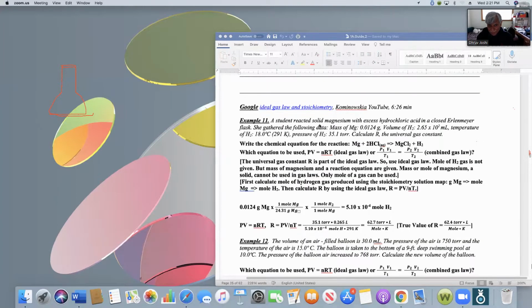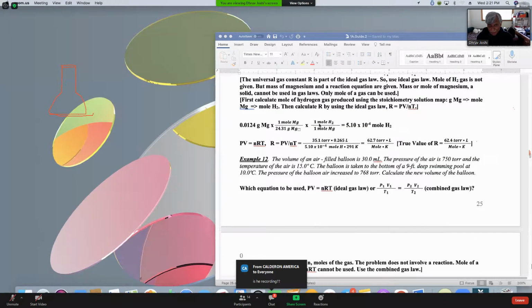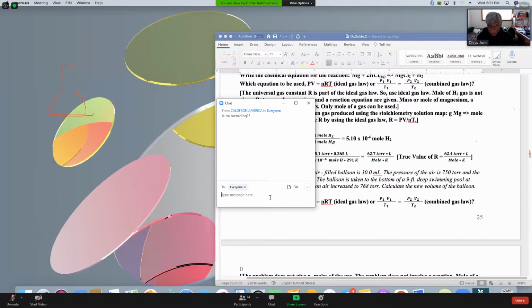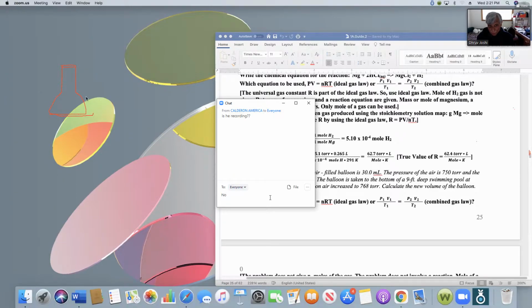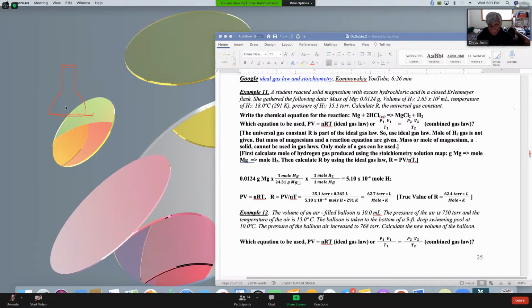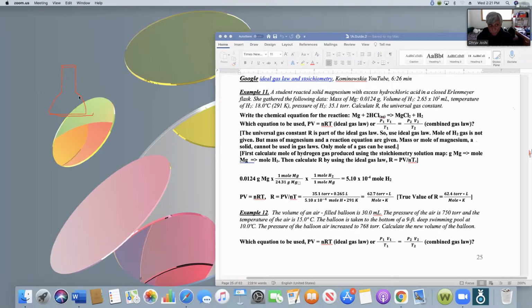I had this little drawing here that got discombobulated, so I need to draw a little drawing over here. How do you do this? So you would have hydrochloric acid here. That's easy to do. Hydrochloric acid, liquid, aqueous.